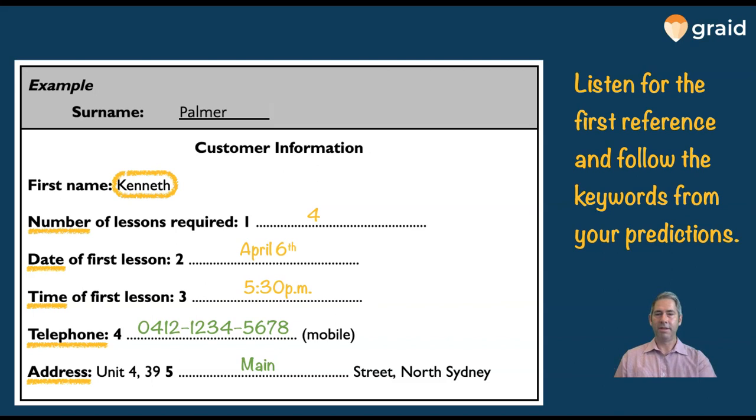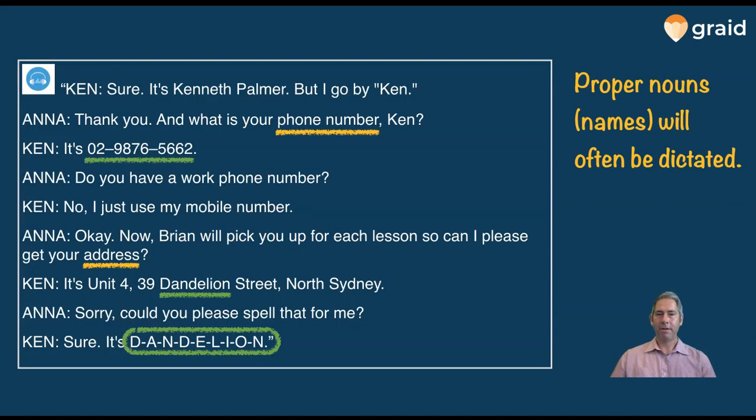So let's listen to the telephone number. So Anna, she asks a question directly to Ken. And what is your phone number, Ken? And Ken replies with the phone number. So you'll just have to listen really carefully and write those numbers down on your question paper. Again, don't worry about trying to be too neat. You have that 10 minutes at the end.